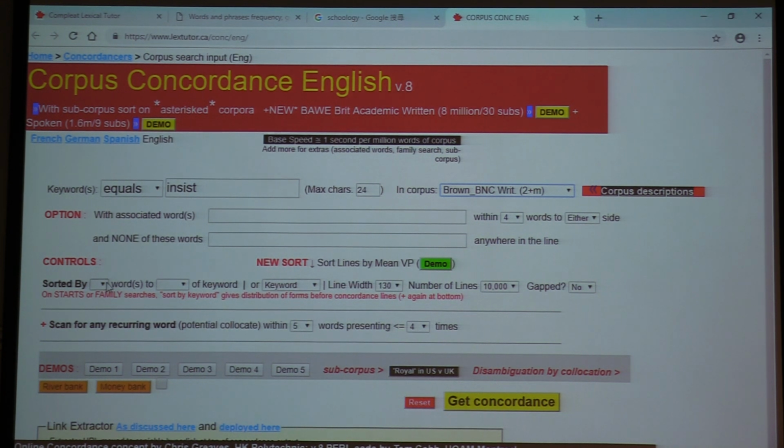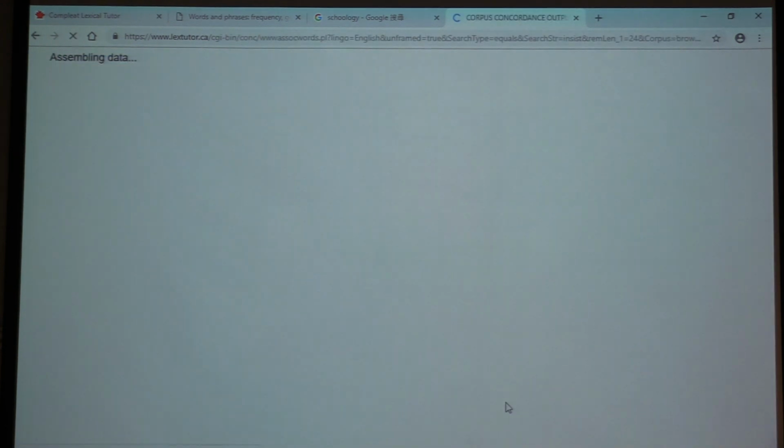Now you have to tell me: sorted by 1 or 2? One word, usually one word. Now to the left or right of the keyword? Are you interested in words before insist, which would be the left, or after insist, which would be the right? Which side? Right side, right? Yes. And then you just click on get concordance.